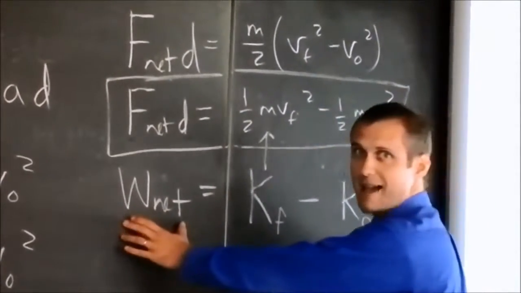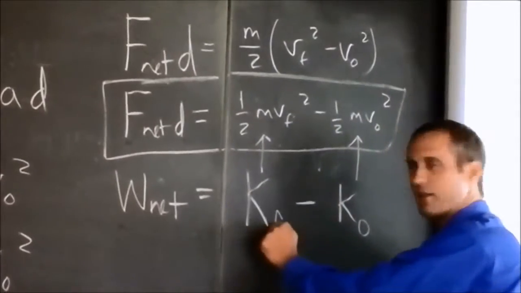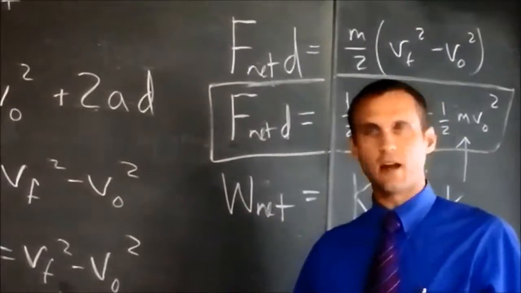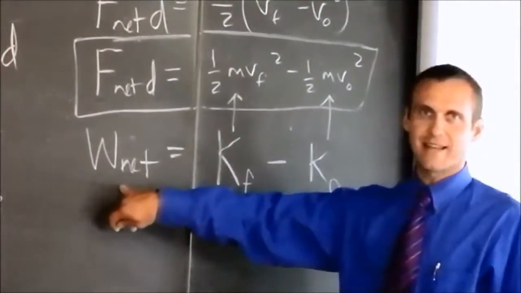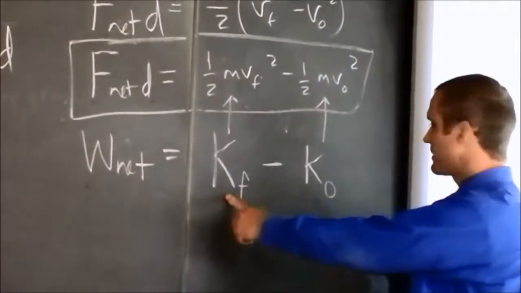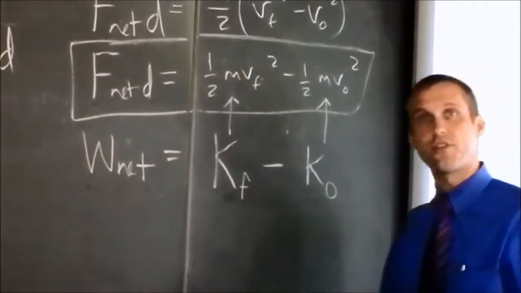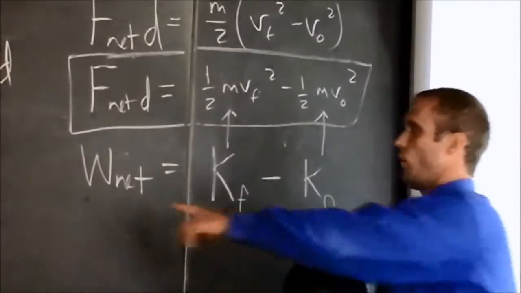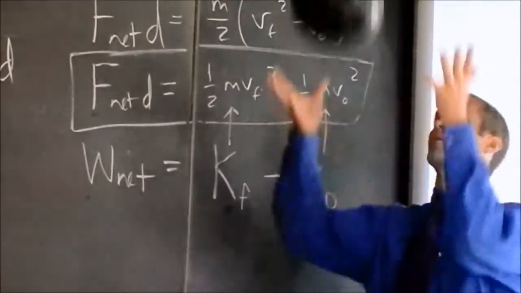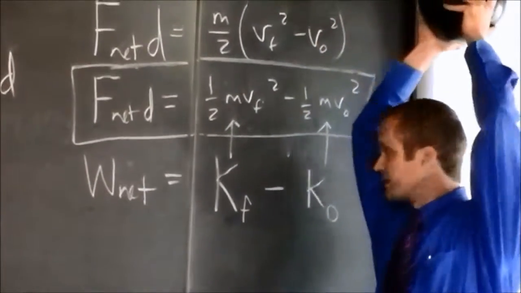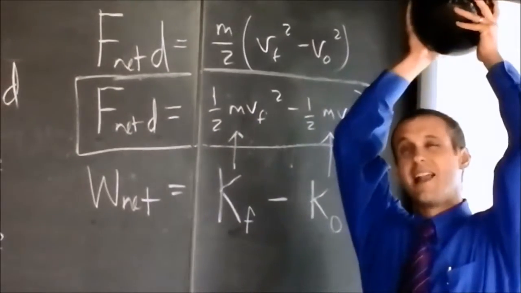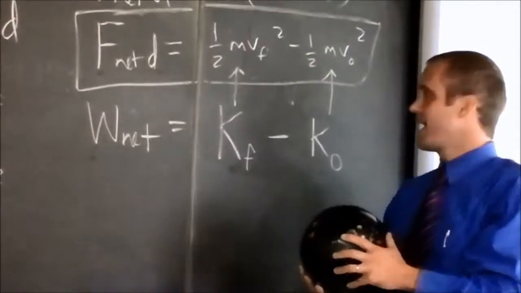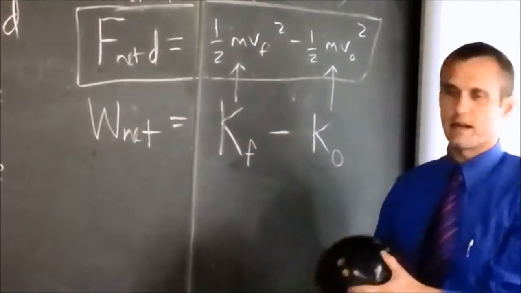When net work is positive, that means final kinetic energy is bigger than initial kinetic energy, so the thing is speeding up. And when net work is negative, final kinetic energy must be smaller than initial kinetic energy, so the thing is slowing down. So you see the net work of the bowling ball on the way up: it's slowing down, so the net work is negative, and as the bowling ball falls, the net work on it is positive because it's speeding up.